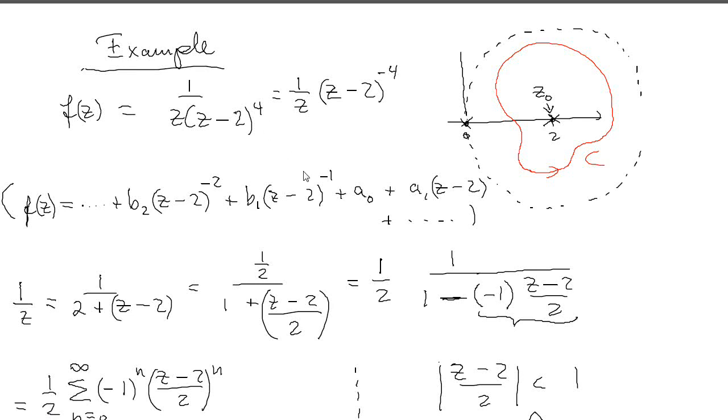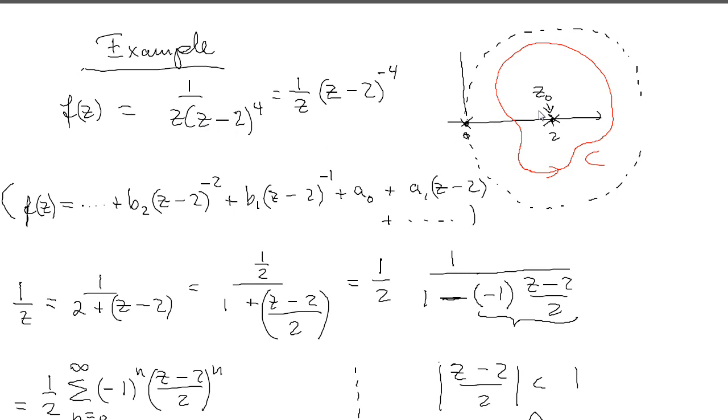Let's consider the example when f of z is equal to 1 over z times (z minus 2) to the power of 4. We can write it in this way as well. And we are now going to find the residue at the following singular point, namely z0 equal to 2. We obviously see that this function has two singular points because the denominator is 0 when z is equal to 0 and z is equal to 2.